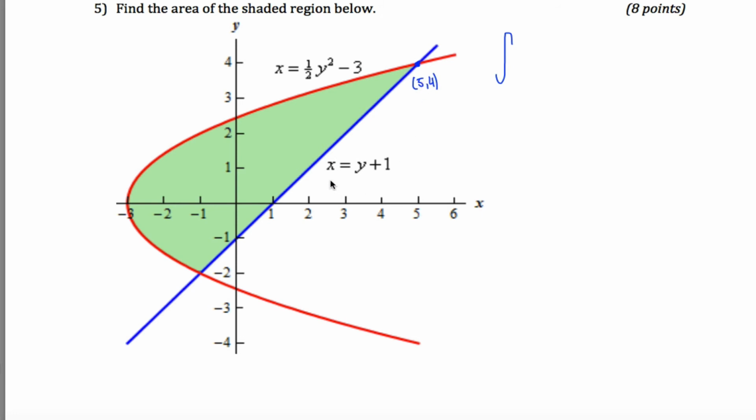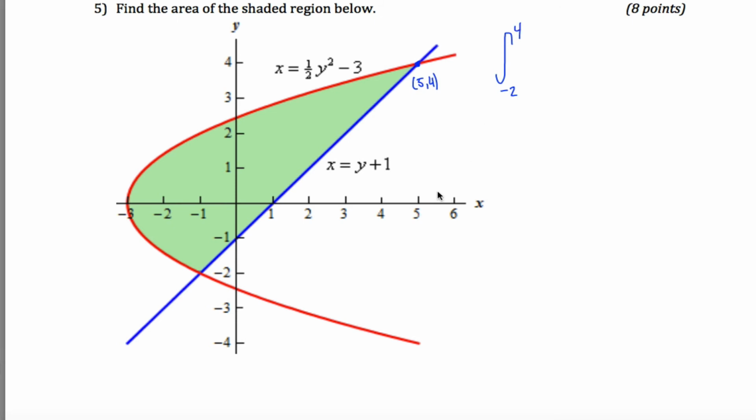And the way we can check that is if x equals 5 and y equals 4, that satisfies this equation. If x equals 5 and y equals 4, does that satisfy this one? Well, 4 squared is 16, and half of 16 is 8, and 8 minus 3, sure enough, is 5. So this point right here is 5, 4, as it appears to be. And what that tells me is I want to integrate from -2 up to +4.